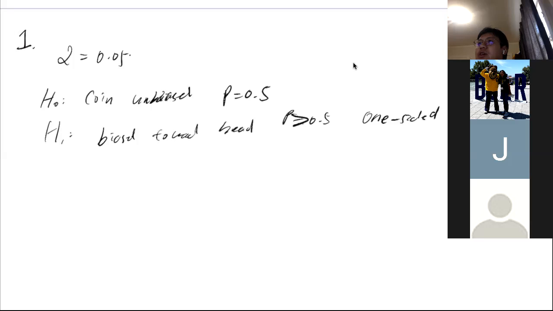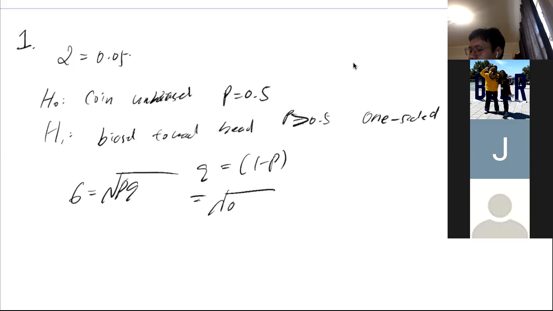Since each trial, each time we flip a coin, is a Bernoulli random variable, the standard deviation of that is equal to the square root of PQ, where Q is defined to be 1 minus P, which is the failure rate. So that's the square root of 0.5 times 0.5, which is 0.5.